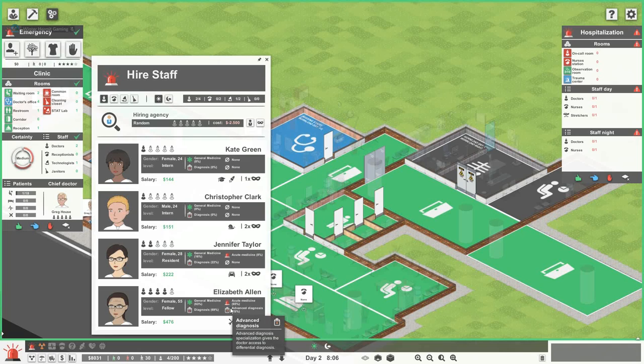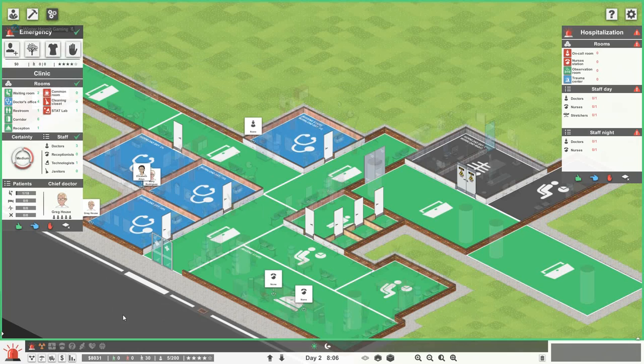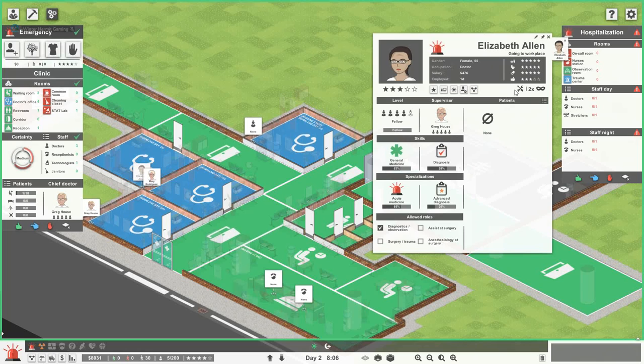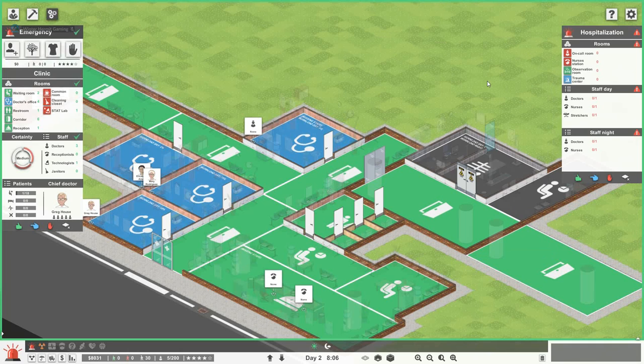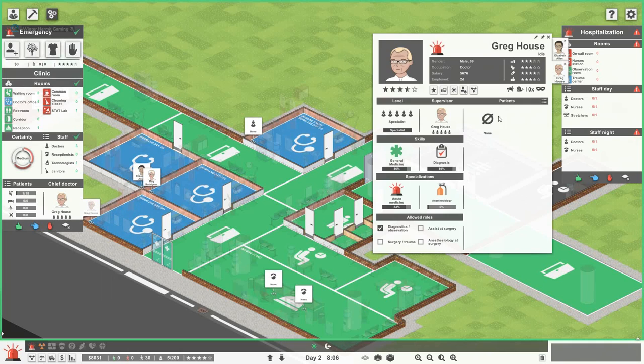Good diagnosis, but also advanced diagnosis. Advanced diagnosis specialization gives the doctor access to differential diagnosis. So she's expensive, but hidden perks. Oh, and we don't know that. So hard worker does not take free time breaks. And we hired her, so now can we check her out? Two hidden perks, huh? I guess we find those out as we go? Because can we see?